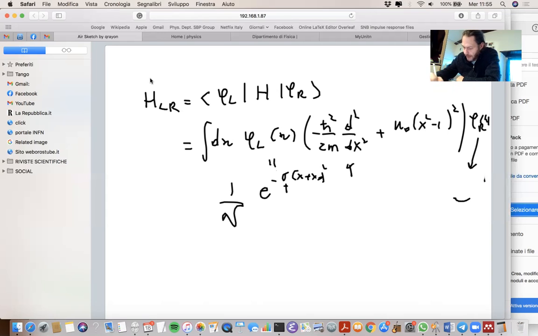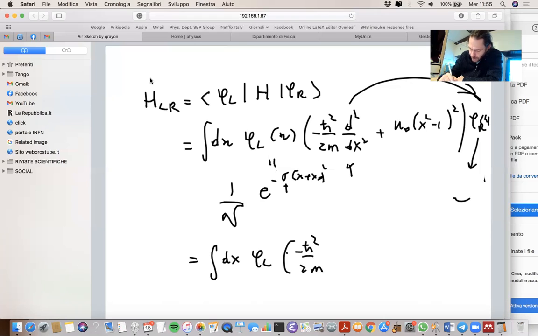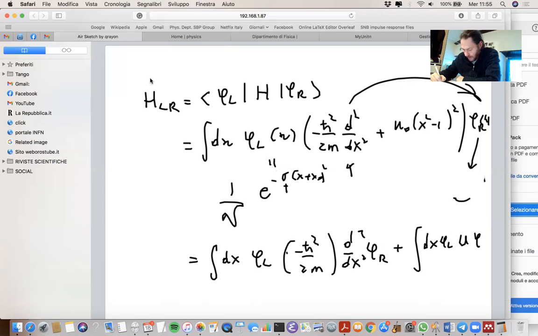Here you do the same, then you act with the derivative, and you get two terms. One is the integral in dx of phi left, and then you have the second derivative of your Gaussian on the right. And then the other term is simply the product of psi left, the potential, and psi right, which is again a function of Gaussian and potential.